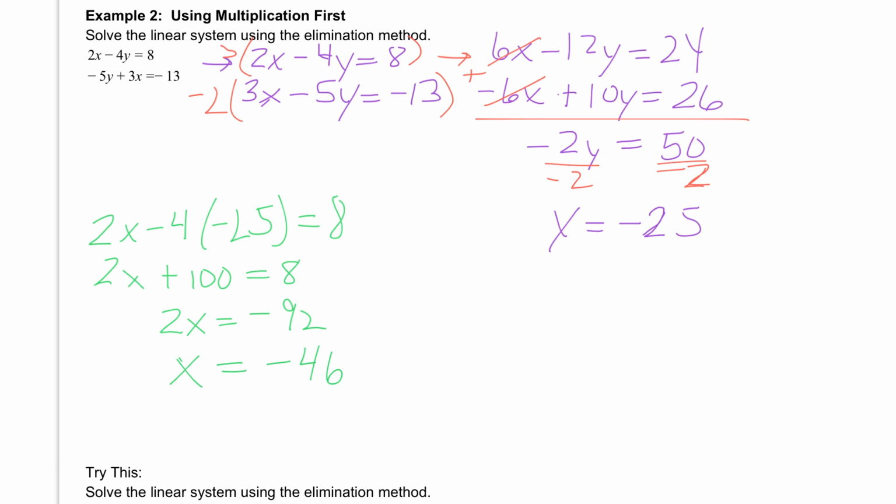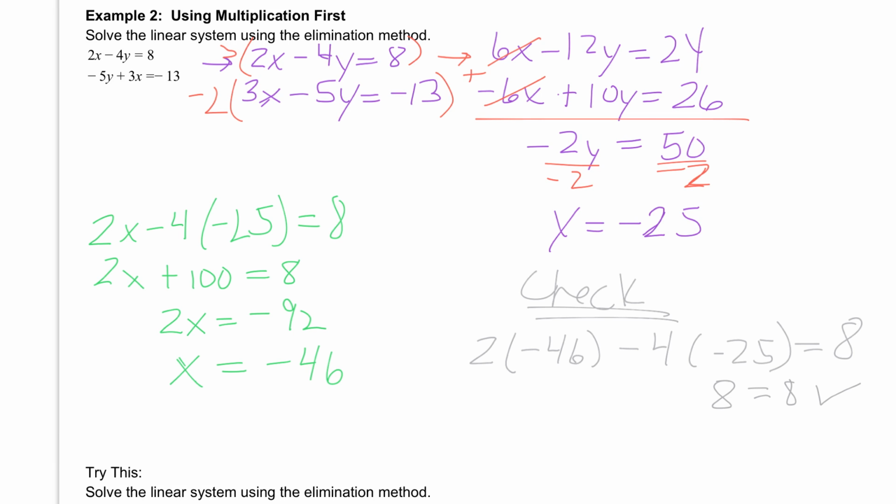Then from here, what I want to do is I want to check my answers. So I'm going to do my check step to make sure my answers are correct. Starting with the top equation, I have 2 times the x value, which is negative 46, minus 4 times my y value, which is negative 25. And I want to make sure that that's equal to 8. Now, 46 and 25 for some of you might be a little hard to do in your head. So at this point, I would just take my calculator out and plug this all in at one time. 2 times negative 46 minus 4 times negative 25. And when you hit enter, you should see that you get 8. So we know that 8 is equal to 8, and it works for the first equation.